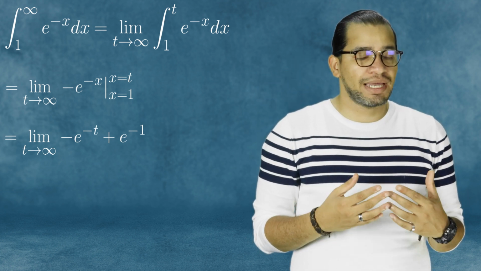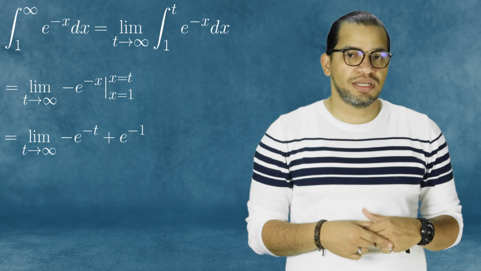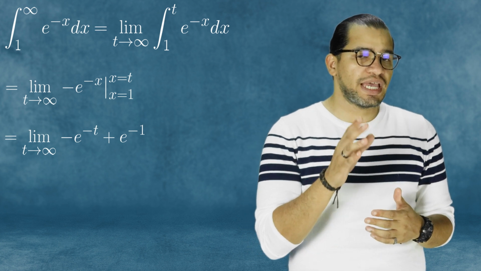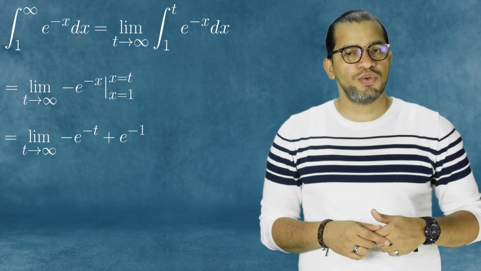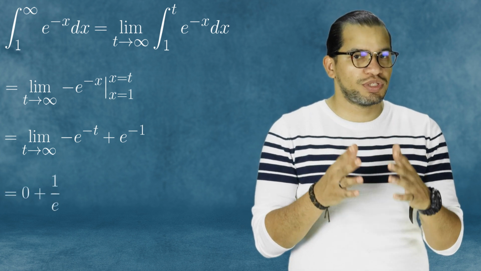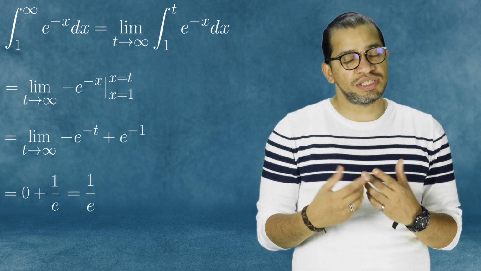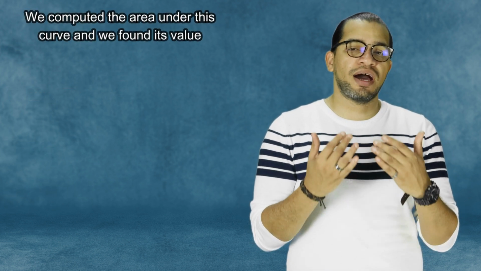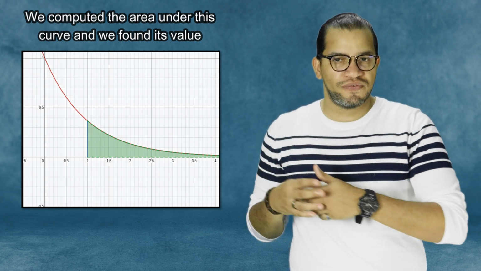And we get minus e to the minus t plus e to the minus 1. Now, we need to remember that we have to take the limit when t goes to infinity. If t goes to infinity, minus e to the minus t goes to 0. Thus, we end up having only e to the minus 1, which can be rewritten as 1 over e. And that will represent the area under the curve of the function f of x from 1 to infinity.